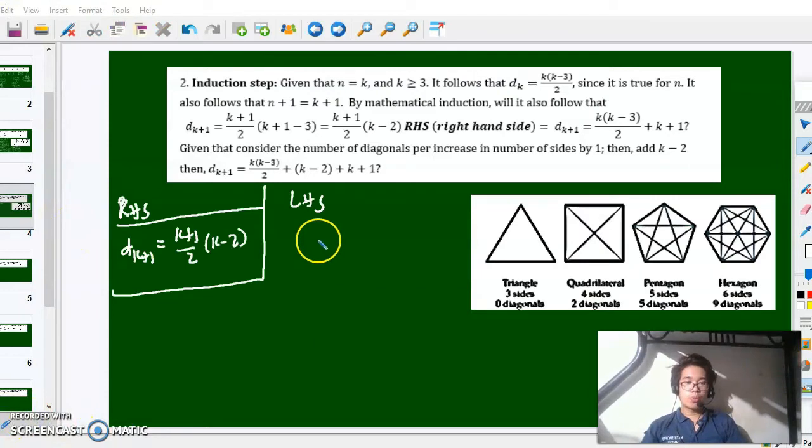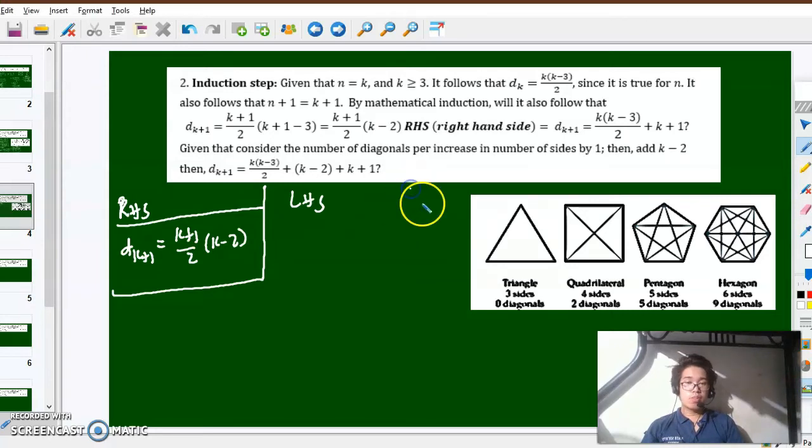Okay guys, to prove the left hand side, this is what we're going to do. We're going to try to look for a pattern. You see the polygons right here, guys. So this is the number of sides for the polygon. We have 3, that's a triangle, 4 a quadrilateral, 5 a pentagon, 6 a hexagon, 7 a heptagon, 8 an octagon, 9 a nonagon or an enneagon, and so on and so forth.